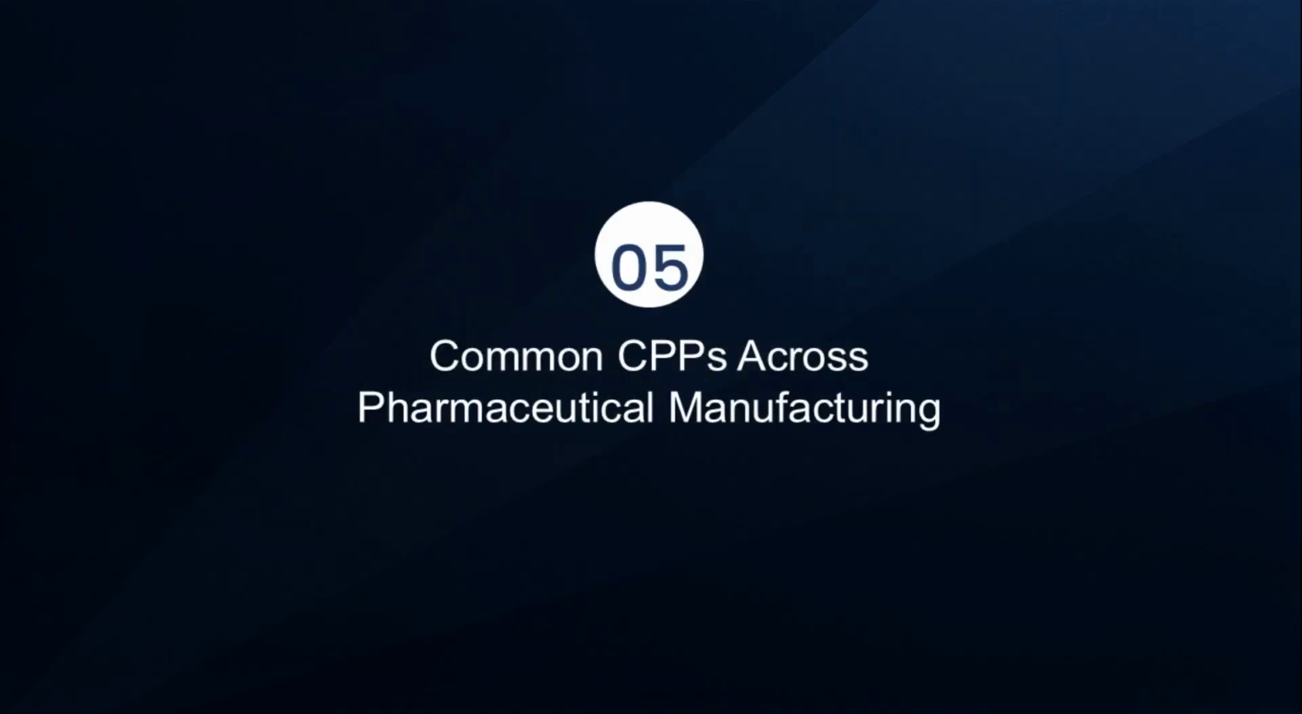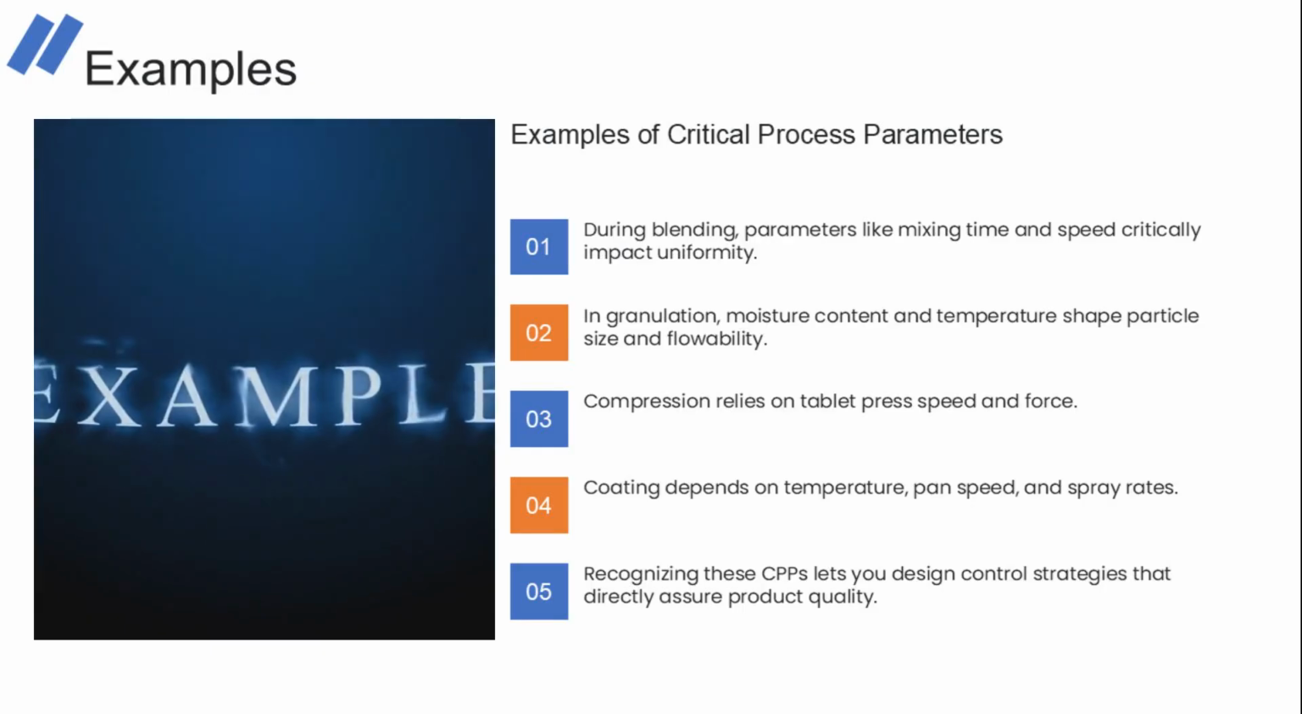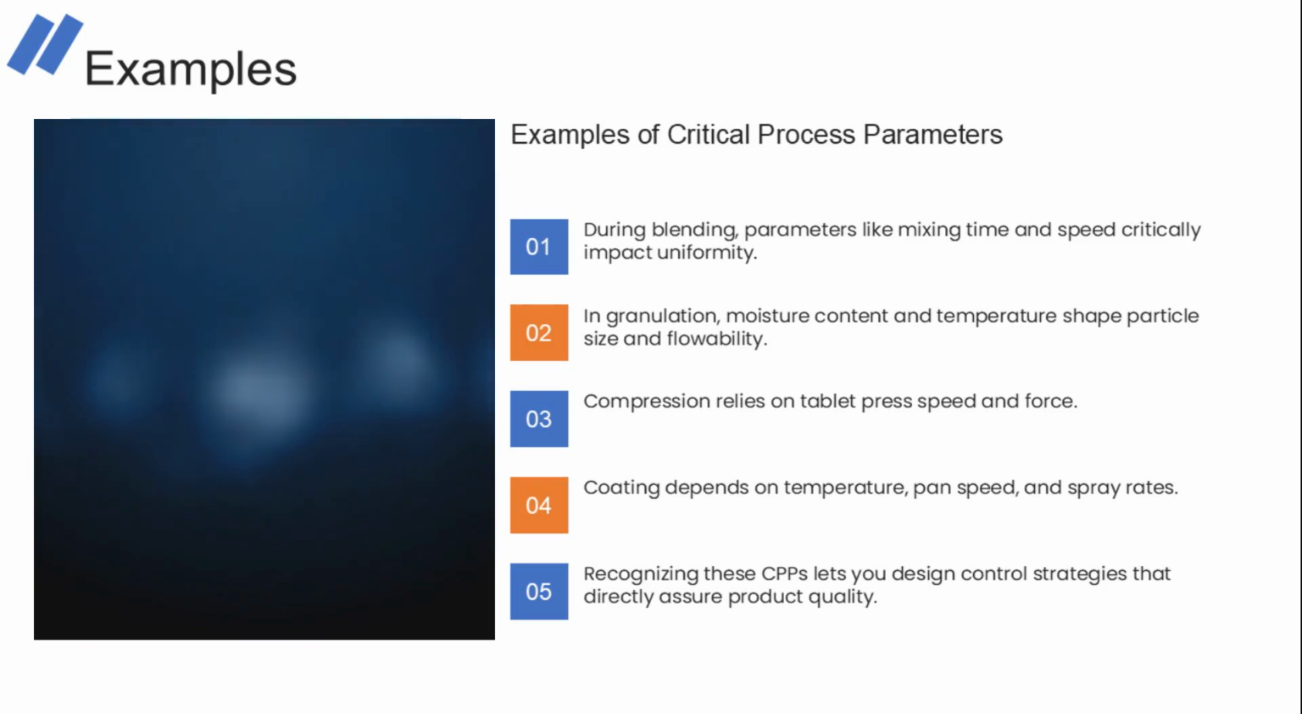To manage critical process parameters effectively, the first step is knowing exactly which ones matter. Let's take a look at some common CPPs that play a crucial role in ensuring quality and consistency in pharmaceutical manufacturing. Let's walk through some real-world examples. During blending, parameters like mixing time and speed are critical because they directly affect the uniformity of the blend, which is the foundation for consistent quality.